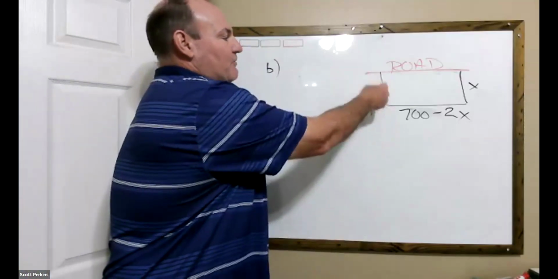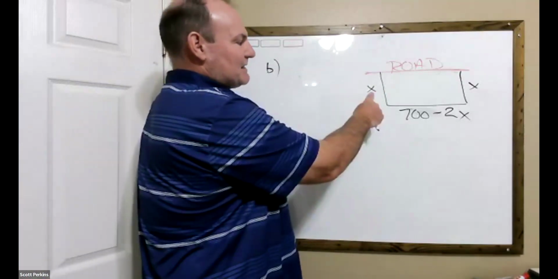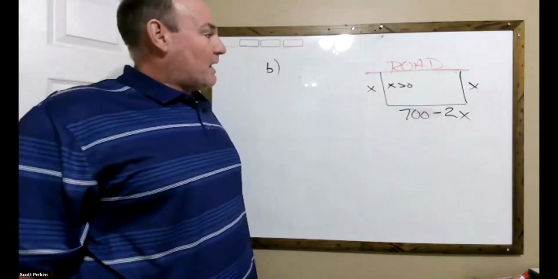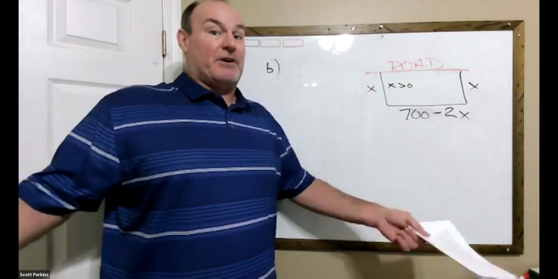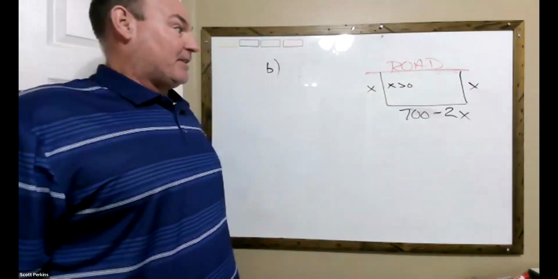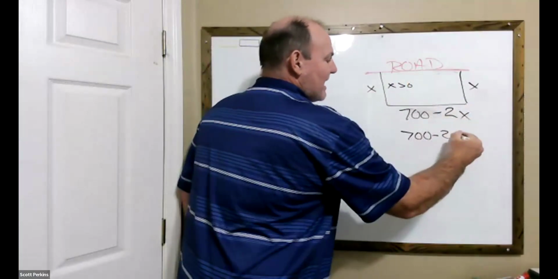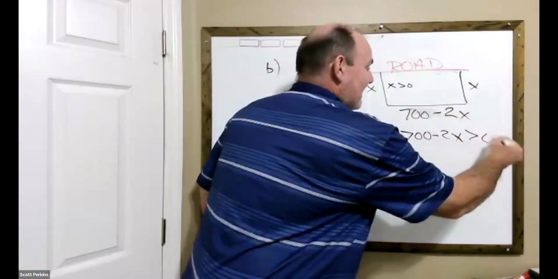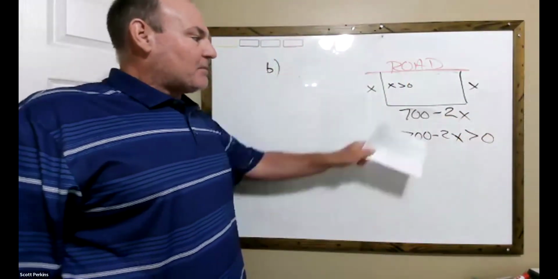So if I'm building a fence, we can't have negative fencing. So this side right here has to be bigger than 0. That means it has to have some dimension, 1 foot, 2 feet, 3 feet, 9 feet, whatever. This side right here, 700 minus 2X, also has to be bigger than 0 because that side can't be a negative value. And so I'm going to solve this.